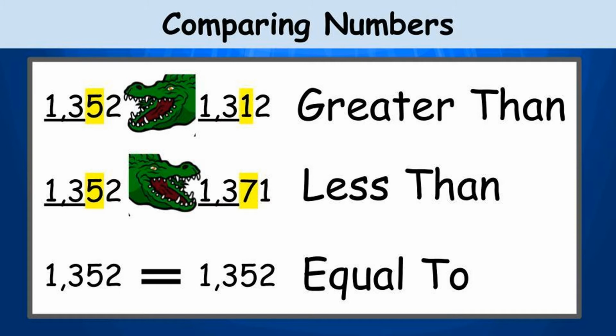The last example is very easy. 1,352 is equal to 1,352. They both have 1,000s, they both have 300s, they both have 5 tens, and they both have 2 ones, making them equal.